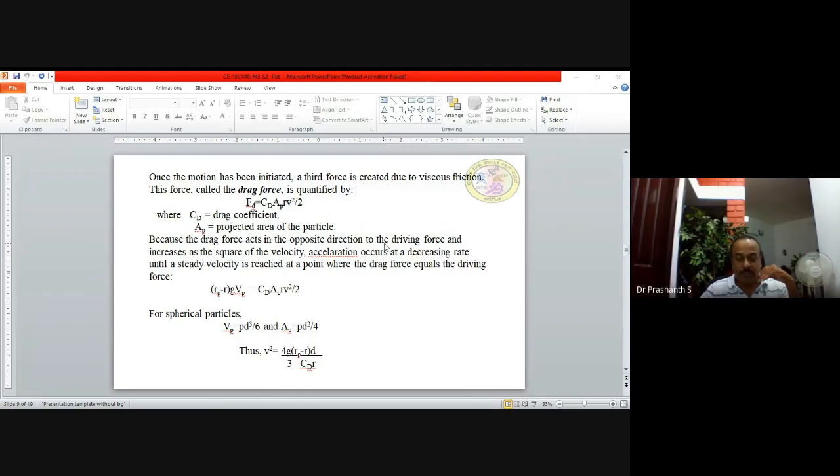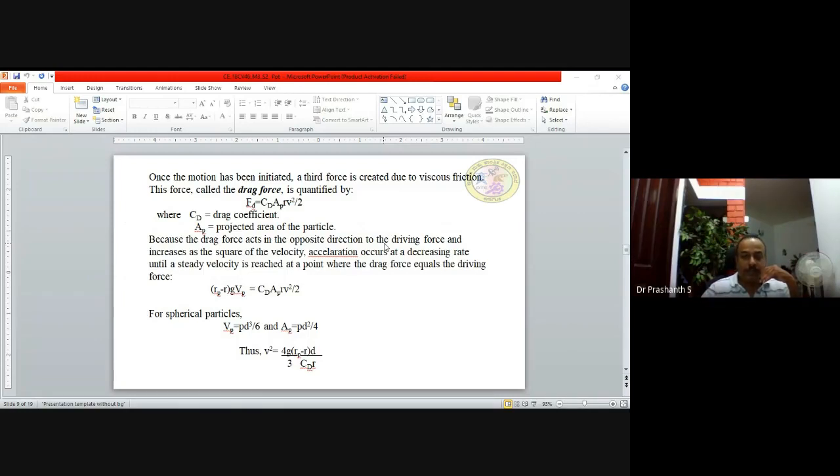So, this you have to understand. Initially, the particle is subjected to two forces, the force of gravity and buoyancy. Then motion starts. Once that starts, a drag force will be created, and the drag will resist the motion of the particle because of the viscosity. Understand, when these two become equal, then the particle starts settling at a constant velocity.